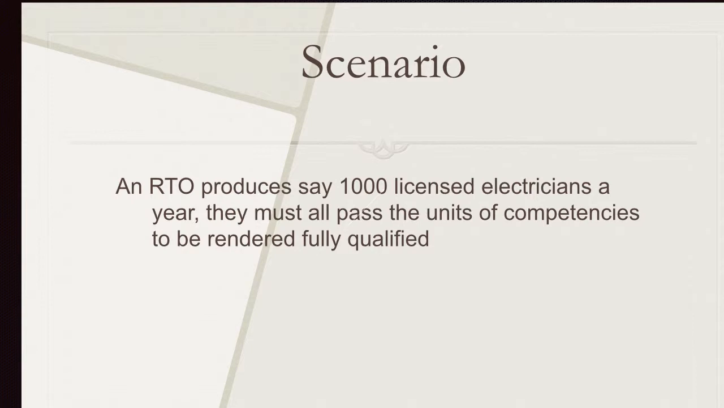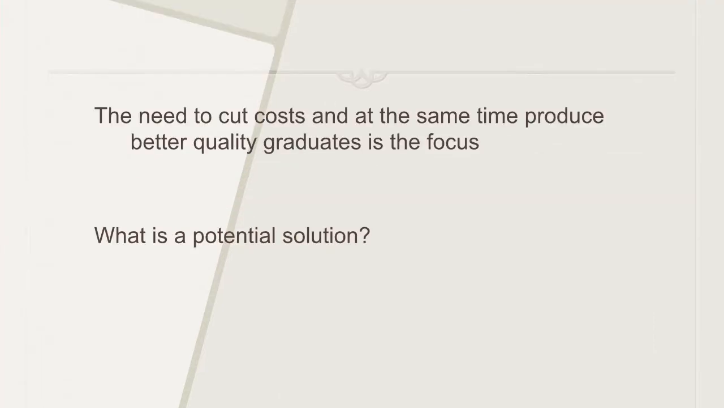To answer that question, we have a scenario. An RTO produces, say, 1,000 licensed electricians a year. They must all pass the units of competences to be rendered fully qualified. The need to cut costs and at the same time produce better quality graduates is the focus.